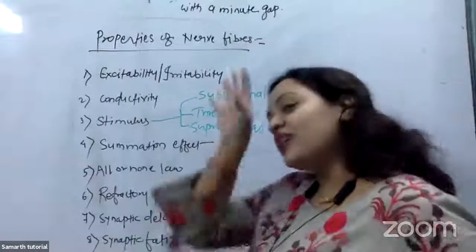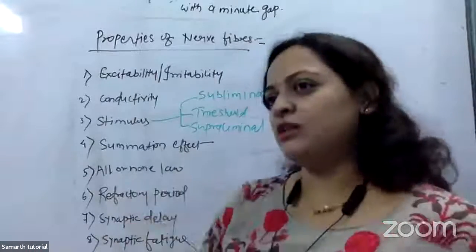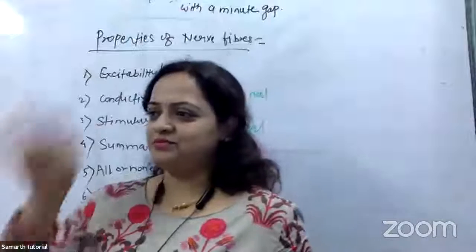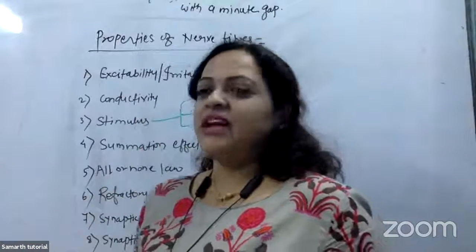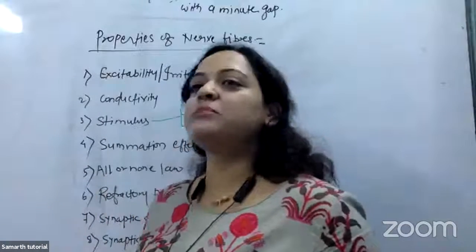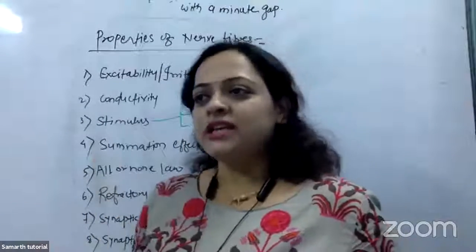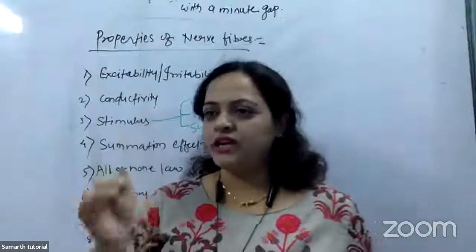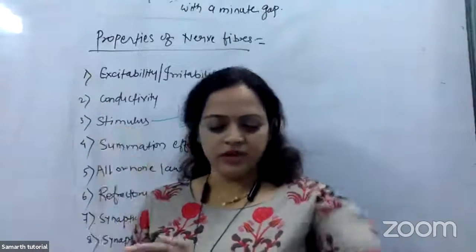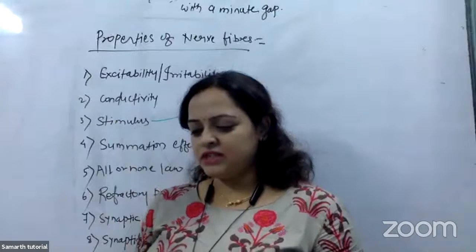So what is the velocity in the nerve cells? It's nothing but the rate of transmission of the impulse. Velocity of the nerve cell is nothing but the rate of transmission of the impulse. Okay, five minutes and we finish this.